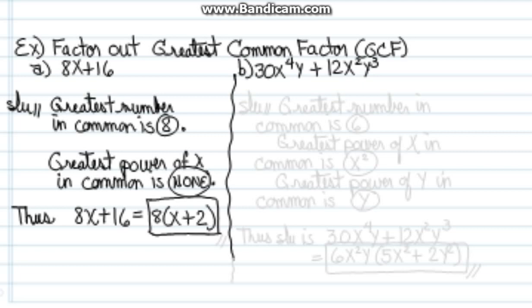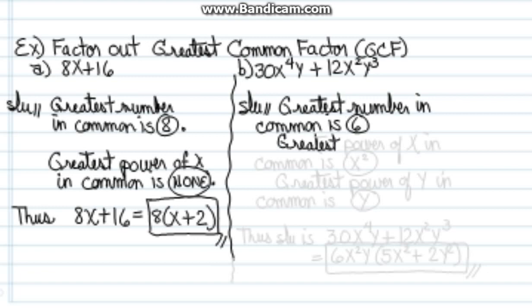Now for the second problem, 30x to the fourth y plus 12x to the second y to the third, what is the greatest number that they have in common? We've got 30, we've got 12. You've got to think about it. You might factor it down to figure it out. The greatest number that they have in common is the number 6.